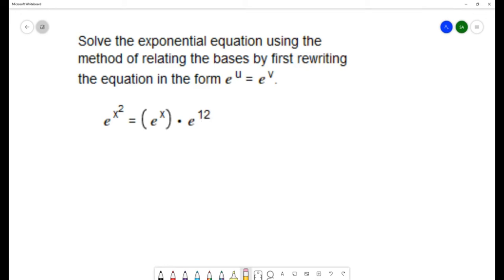So we want to write our equation with the same base on both sides so that we can simplify the equation stating that the exponents are equal to each other. This is a property, the one-to-one property, and we're going to be able to simplify saying that those exponents are equal to each other. So we're going to simplify on the right-hand side first. We have e to the x times e to the 12th. And we're going to use a property of exponents called the product rule.